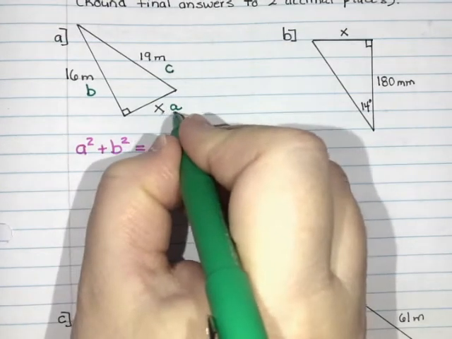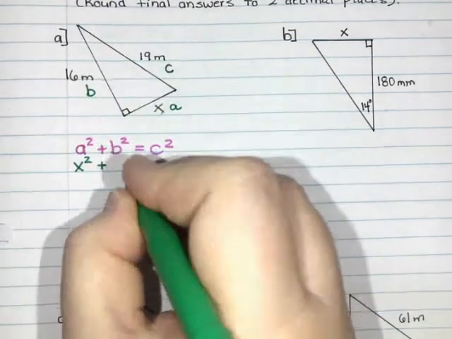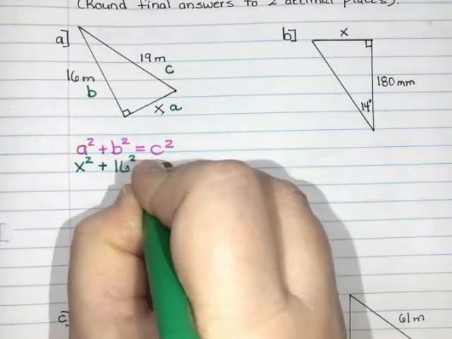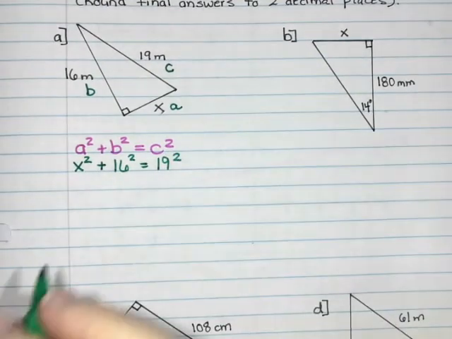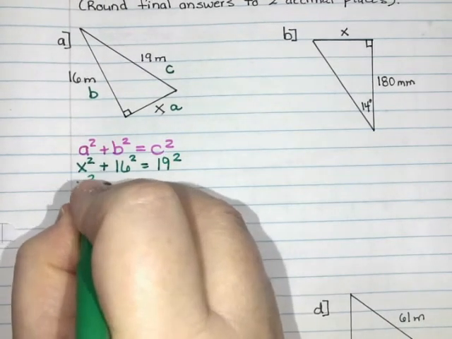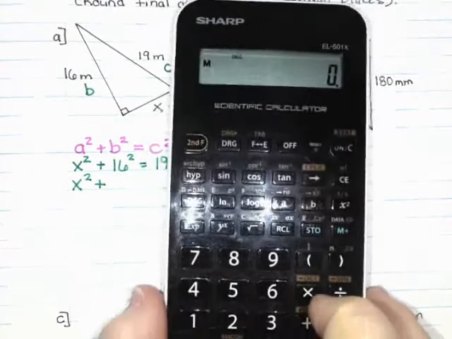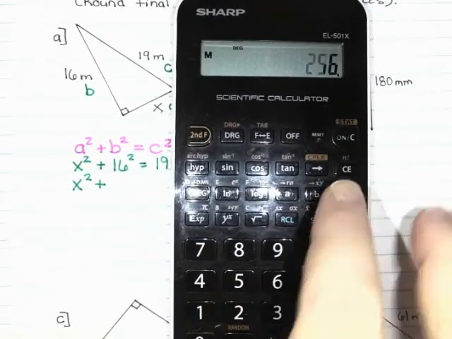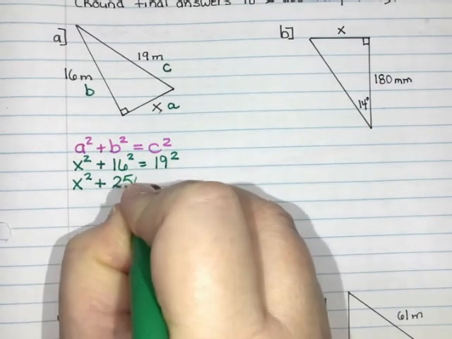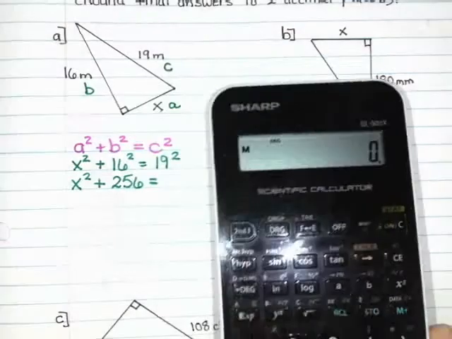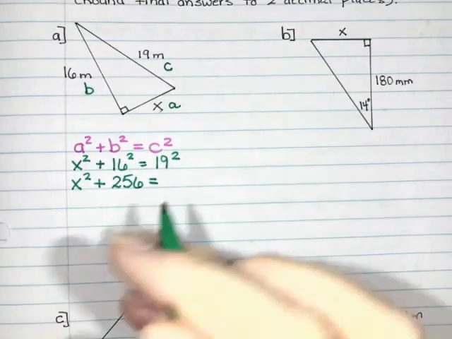So I get x squared plus 16 squared equals 19 squared. x squared I can't work out, but 16 squared I definitely can. You can either use your exponent button on your calculator or do 16 times 16. 16 squared is 256. 19 squared, or 19 times 19, is 361.